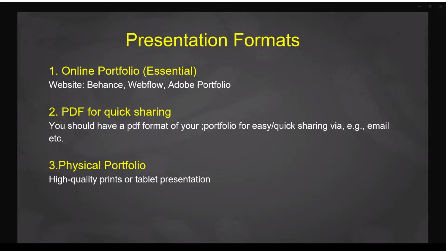Then number three is a physical portfolio. It could be high quality prints or a tablet presentation. Yes, for example, some great designers have done publishing. So somebody wants a banner. They want to see the work you have done. So you could have a high quality print and show them, I designed this.